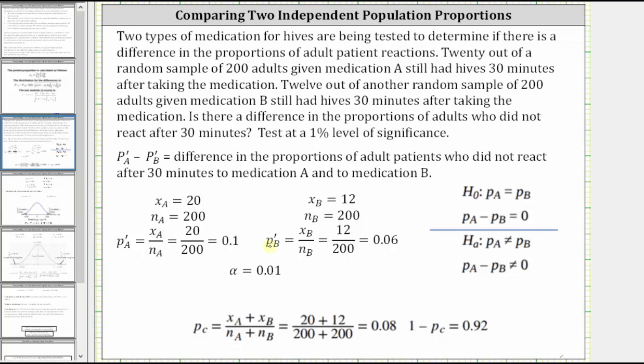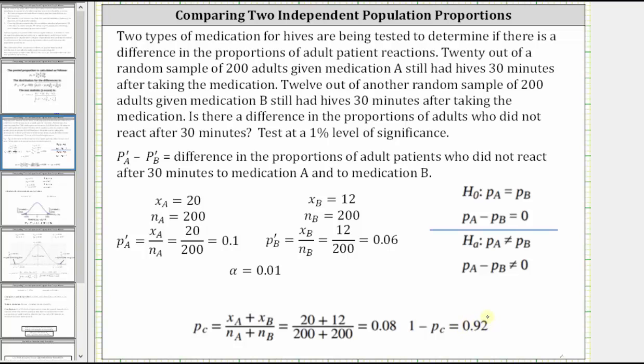And now because we're testing to see whether there's a difference in the proportions, the alternative hypothesis is P sub A doesn't equal P sub B, and therefore the null hypothesis is the proportions are equal, P sub A equals P sub B. We can also state the alternative hypothesis as P sub A minus P sub B doesn't equal 0, and the null hypothesis as P sub A minus P sub B equals 0. Over here, let's calculate the pooled proportion, which is shown below. The pooled proportion is equal to 0.08, and 1 minus the pooled proportion is equal to 0.92.